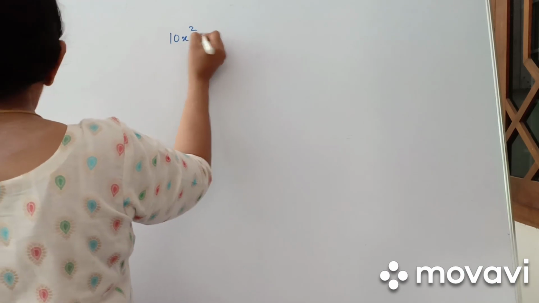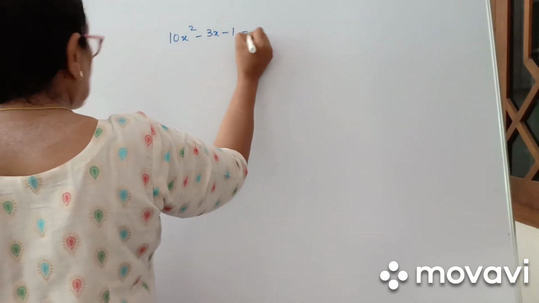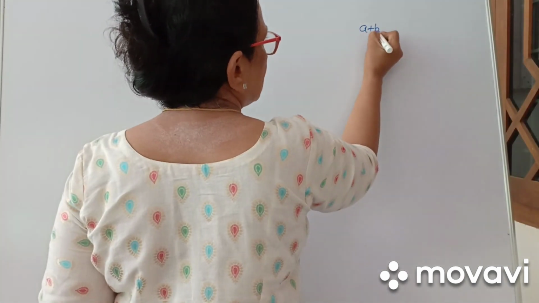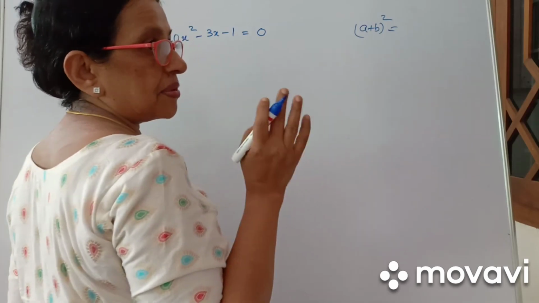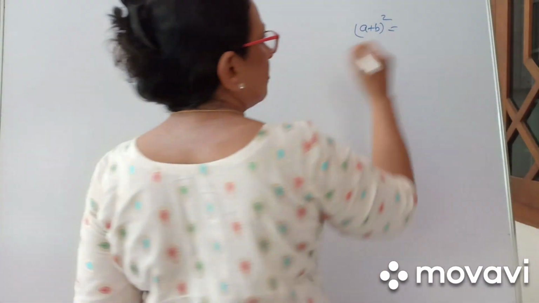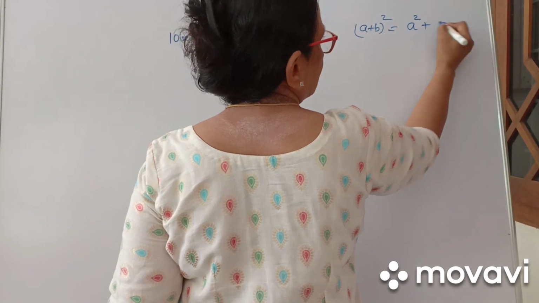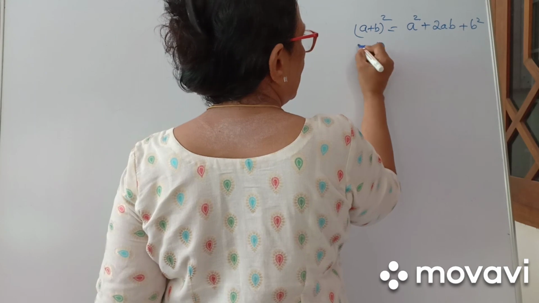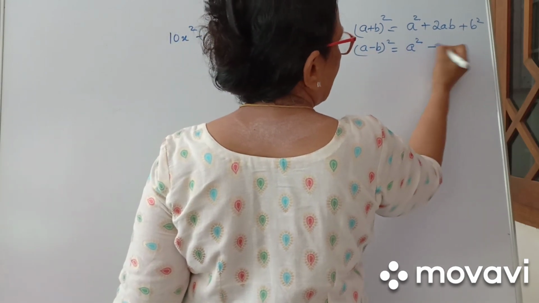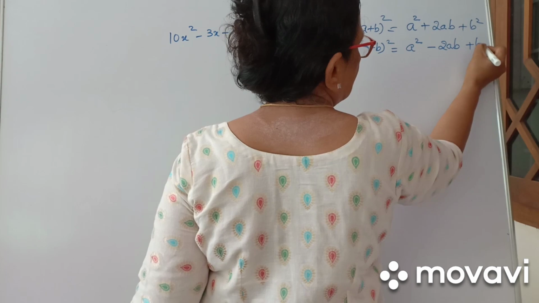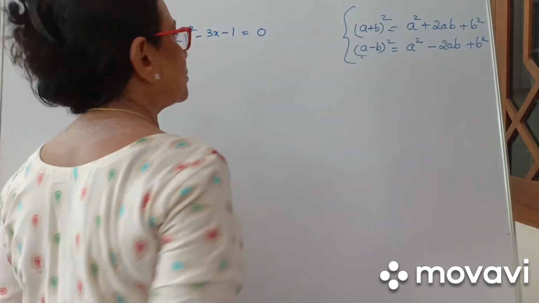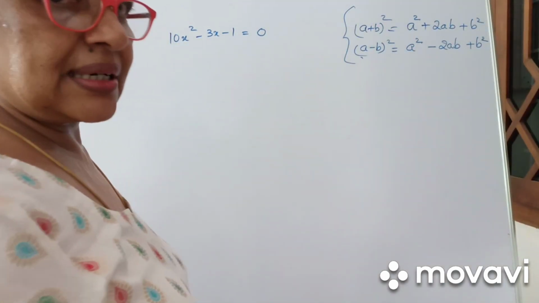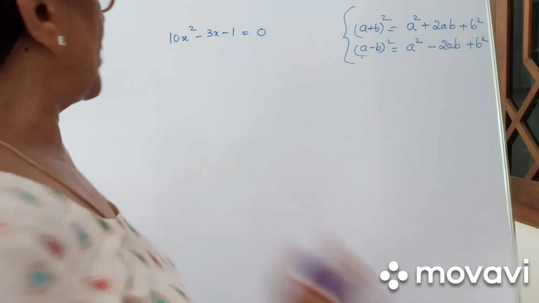Now, let's take the next one. 10x squared minus 3x minus 1 equal to 0. Okay? Now, you should know two formulas. What is a plus b whole squared? You have studied it from 7th, I think you have studied this formula. A plus b whole squared is equal to a squared plus 2ab plus b squared. And what is a minus b whole squared? A squared minus 2ab plus b squared. Okay? This formula you should know when you are doing this method, by completing the squares.